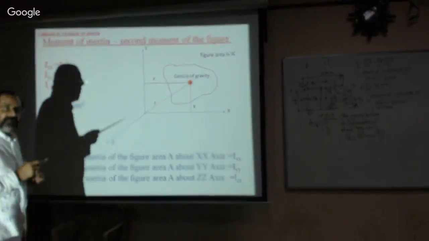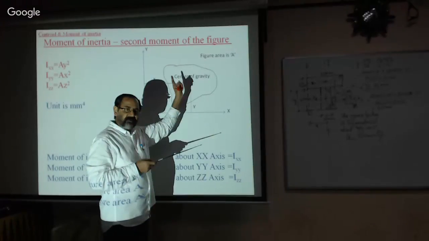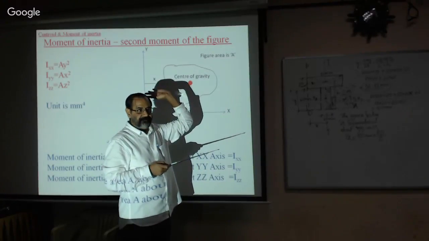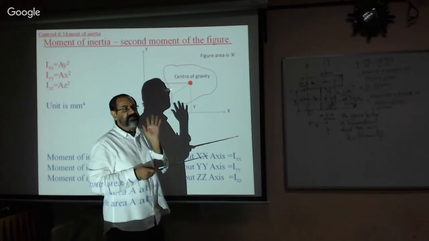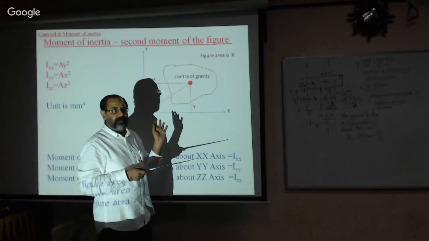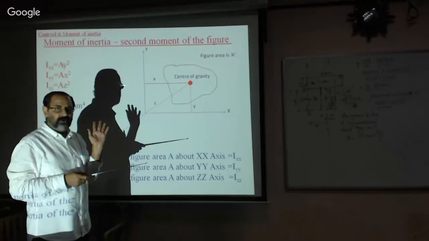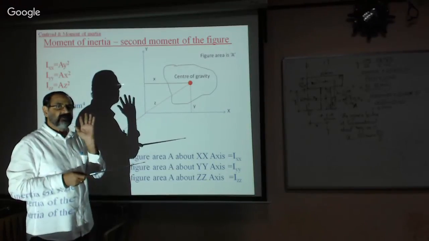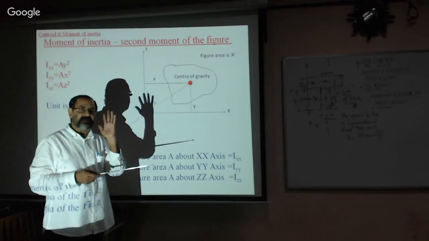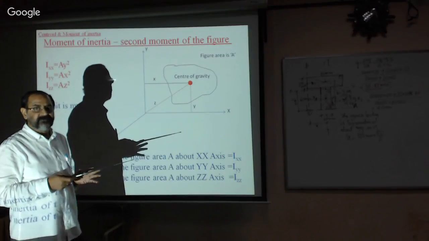Now, see, with respect to this figure, the moment of inertia of the given figure about the x-axis, the centroidal axis, is equal to Ix. Capital I is always referred to for moment of inertia. Ix is the moment of inertia of the given figure about the centroidal x-axis of the given figure. Understood?